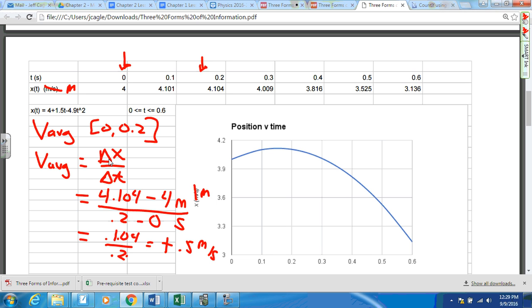Because when we did the equation, we solved for x, and we got 4.104, which is what's up there. Then how do we get to the next part? Average velocity, how do we do that? Actually, you start with average velocity as this. Did you write that? Yes.